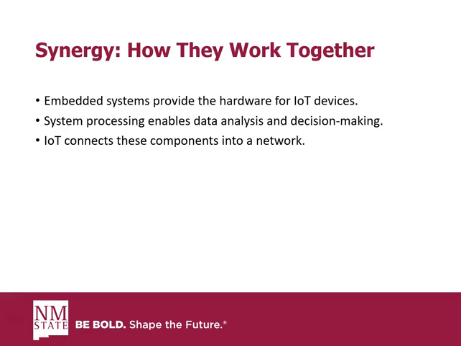And finally, what ties it all together is that the Internet of Things connects these components into a network. So this is the magic of the Internet of Things. It's the network that allows these individual embedded systems to communicate, share data, and work in harmony.